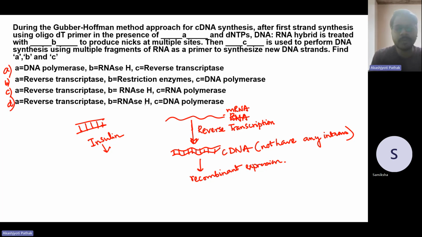Sir, can we directly use the mRNA also? Why are we taking cDNA? What is your question? We can directly use mRNA? How will you? Can you transform a bacterial cell with mRNA directly?